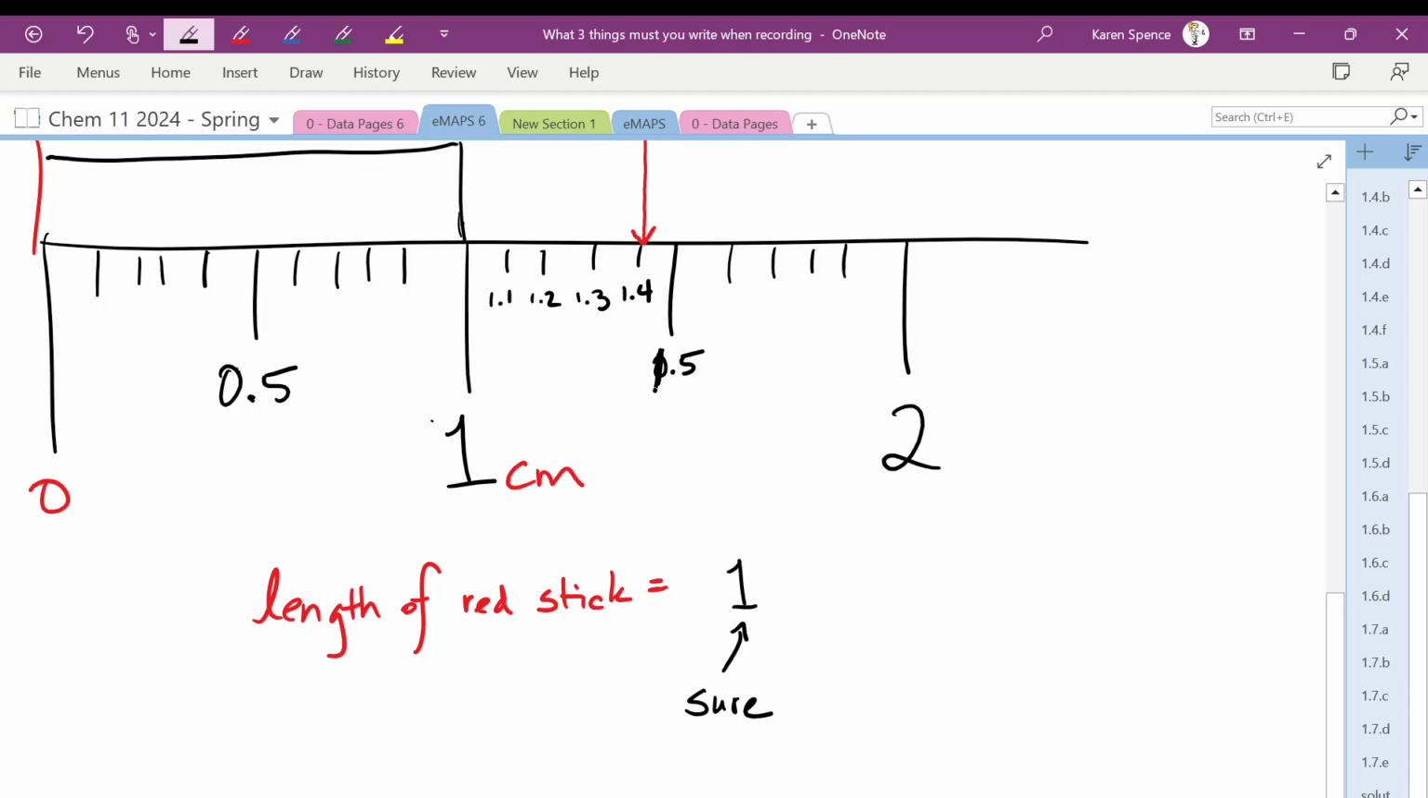So what should I be writing for this? What should come after the decimal place? 1.4. Now you're going to get to vote on this. Should I be writing that as A, 1.4, B, 1.40, or C, 1.400? Tell your partner what you think.